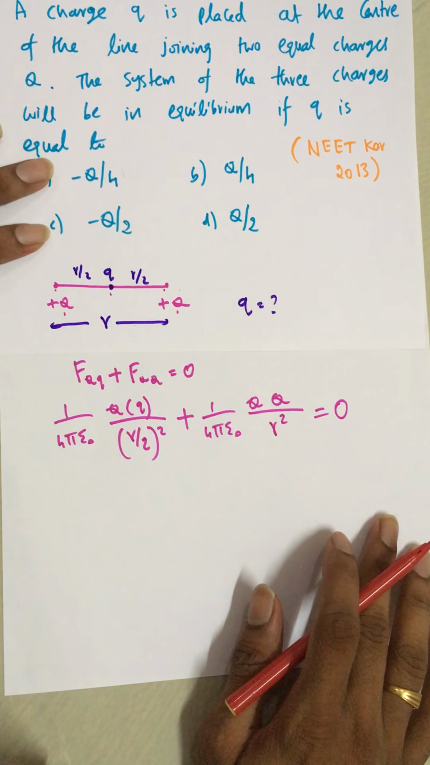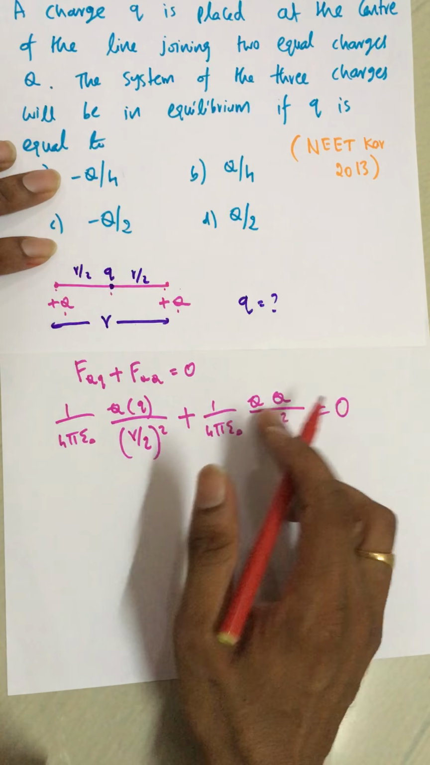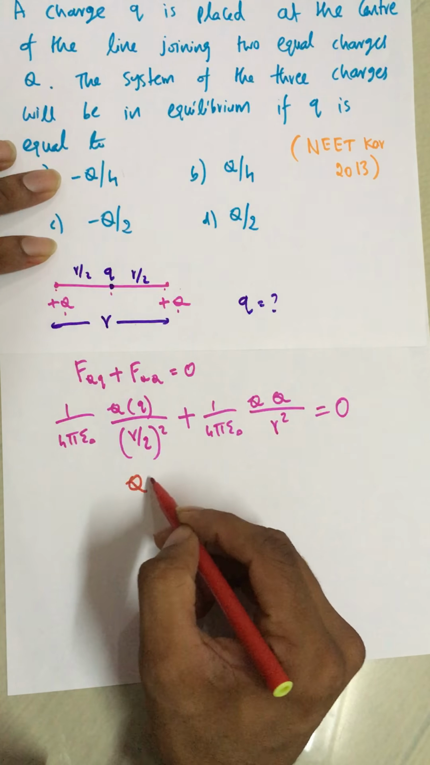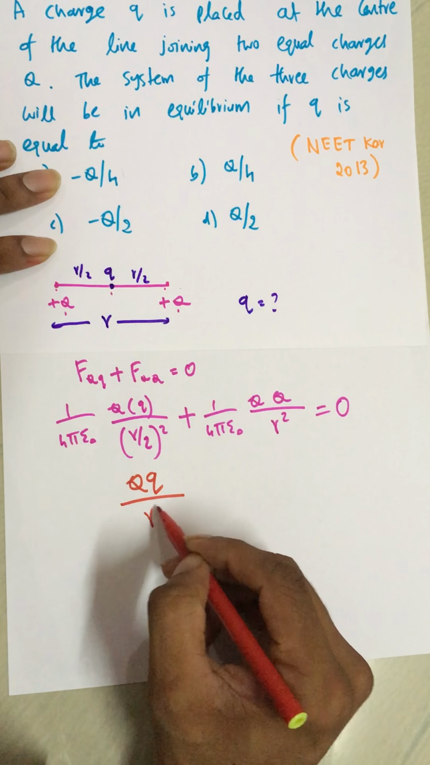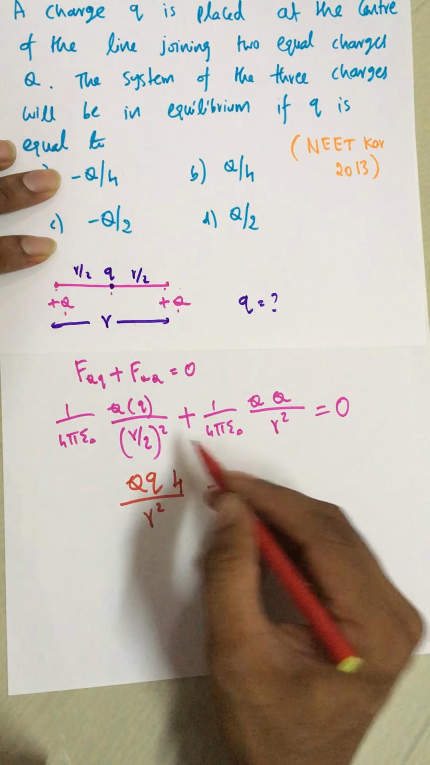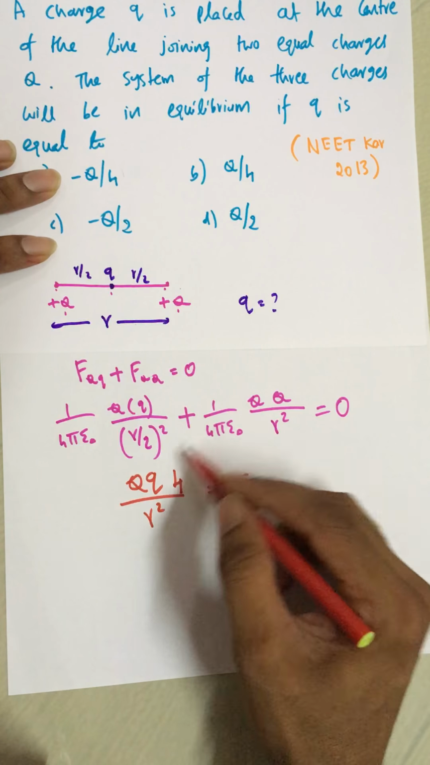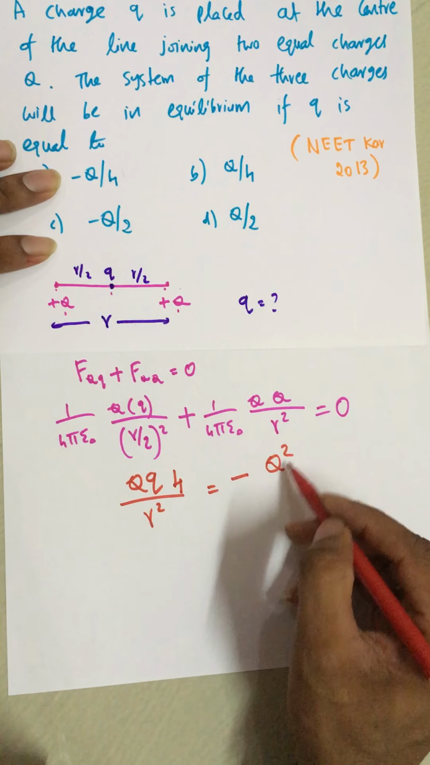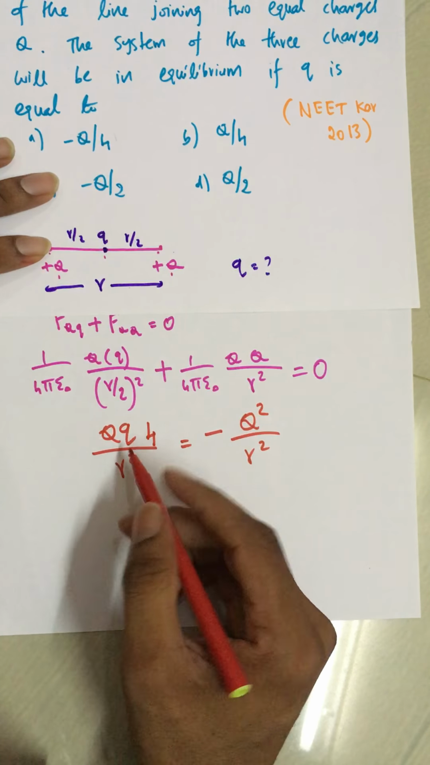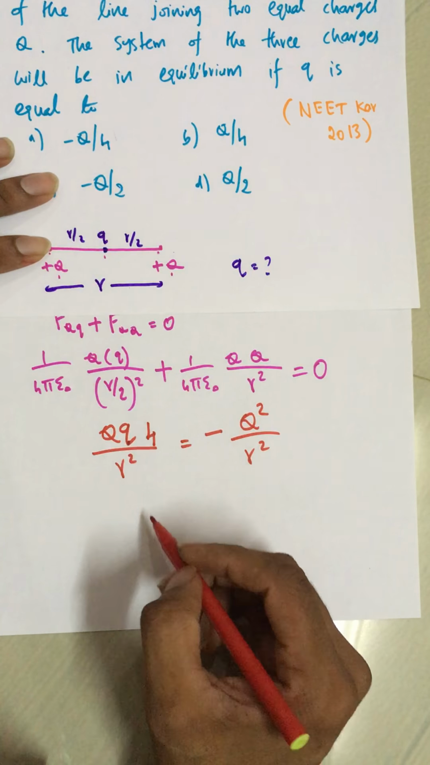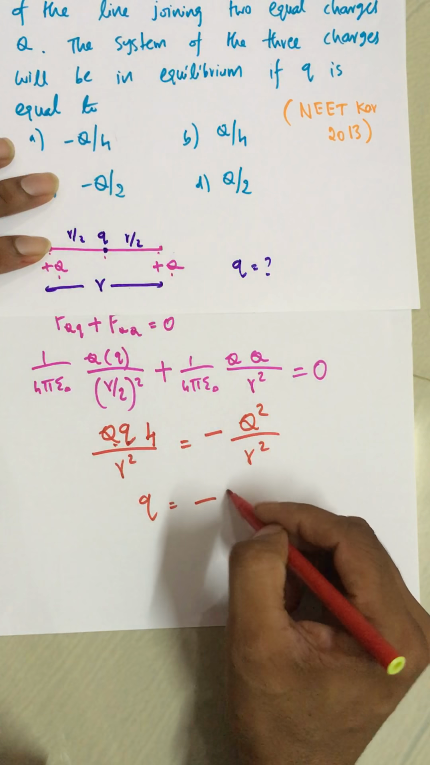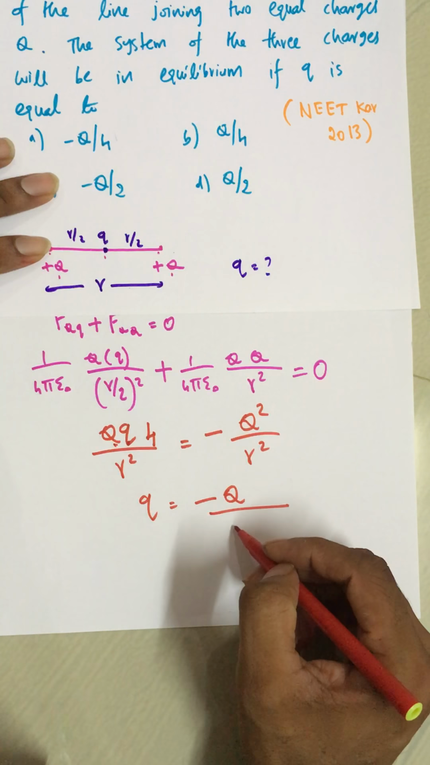Now we will just have to solve this. So I can take the whole thing to that side. So I lose my 1 by 4 pi epsilon naught. So you're left with Q into q by R square by 2 square, that is 4 can be multiplied here, is equal to minus, 1 by 4 pi epsilon naught anyway cancelled, so this is Q square by R square. So R square gets cancelled here again, and I can write this small q, that is what I want. So q is equal to minus, Q cancel, 1 Q remains, divided by 4.